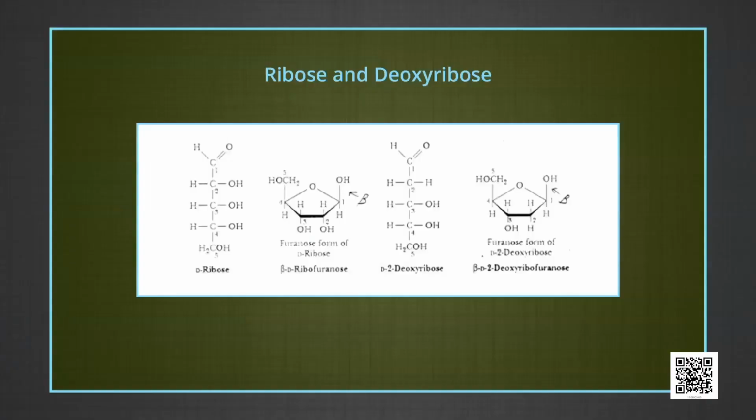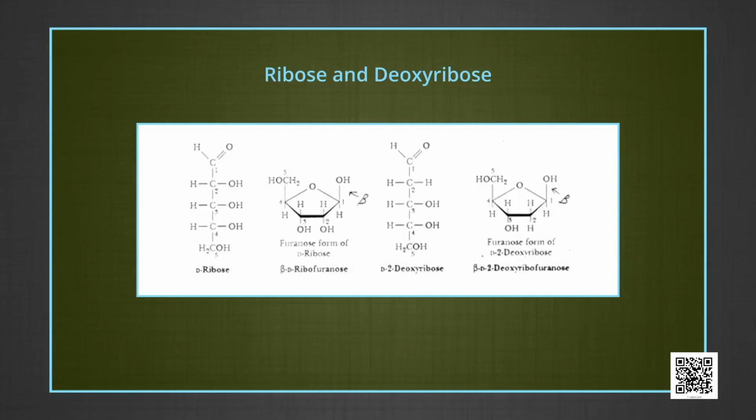Next example is pentose. Pentose has a chain of 5 carbon atoms. Their examples include ribose and deoxyribose. In ribose, there are 5 carbon atoms in a chain. The first carbon carries the aldehyde group, the second again has H group and OH group, the third is similar to the second, then the fourth, and in the last, the fifth carbon carries the alcoholic group, that is CH2OH.